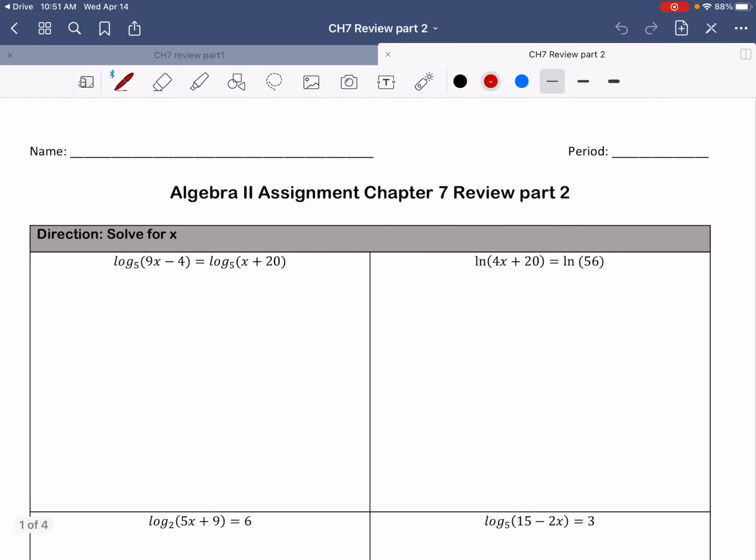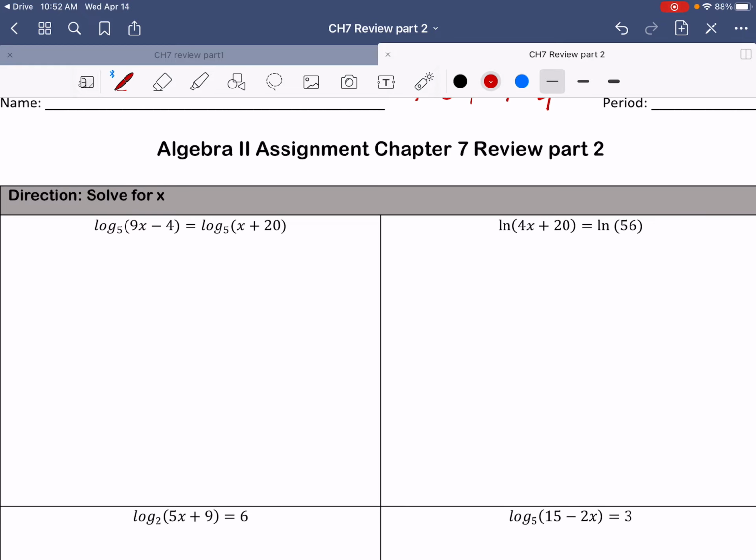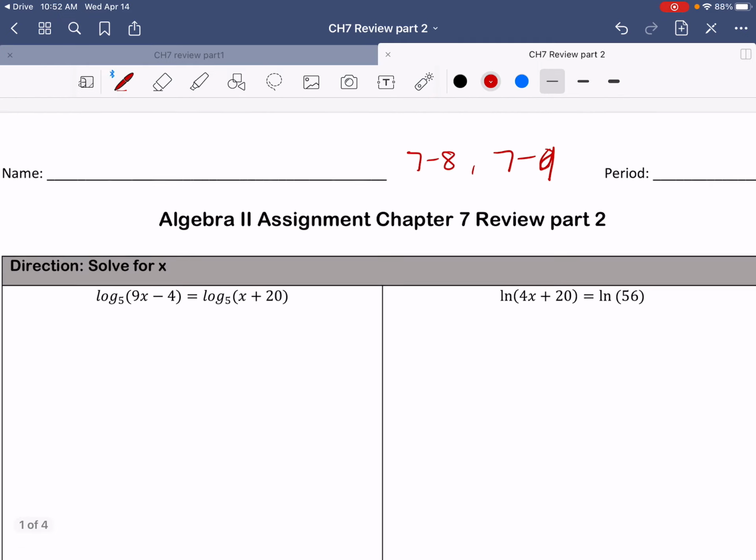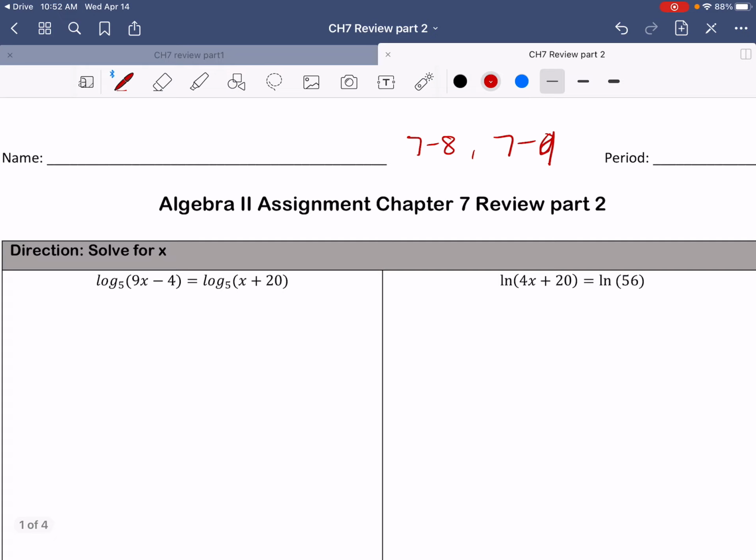Now this time we're gonna go over chapter 7 review part 2. I believe this one is shorter than part 1. And this one covers 7-8 and 7-9. And this will prepare you for the quiz that you will take right after this, okay? So I will try to go over questions on the left. You will do questions on the right, okay?